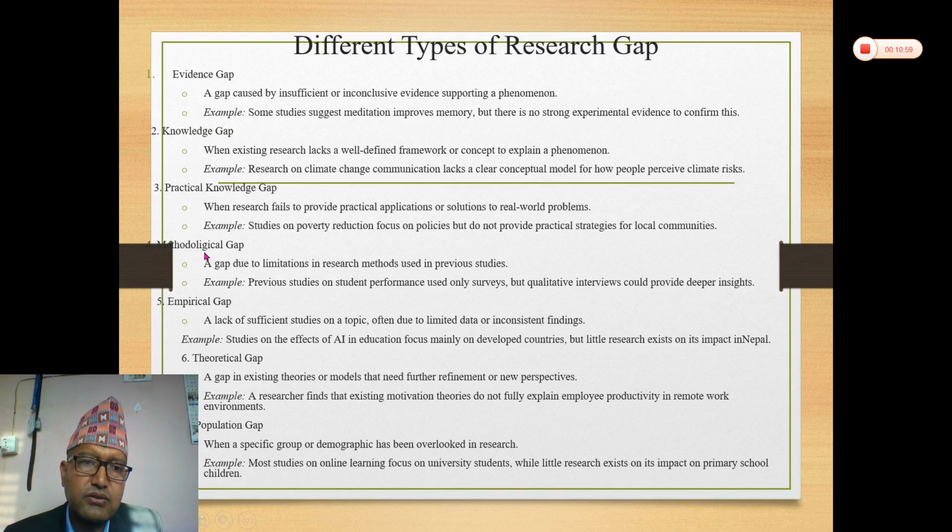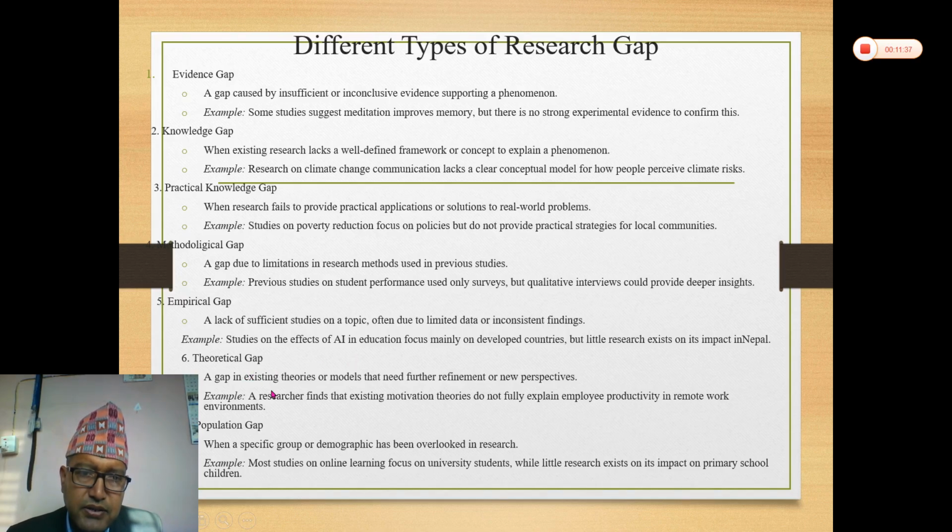And next one, methodological gap, a gap due to limitation in research methods used in previous studies. Example, previous studies on student performance used only surveys, but qualitative interviews would provide deeper insight. That is methodological gap. And fifth, empirical gap, a lack of sufficient studies on a topic, often due to limited data or inconsistent findings. Studies on the effect of AI in education focus mainly on developed countries, but little research exists on its impact in the context of Nepal.